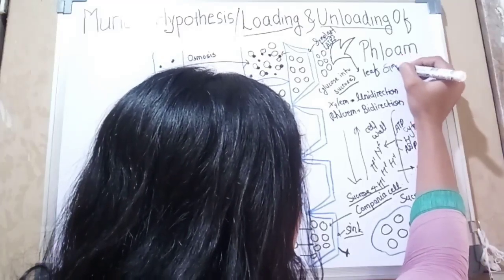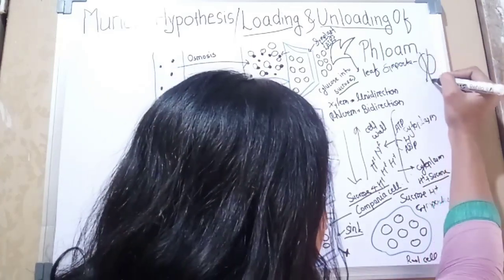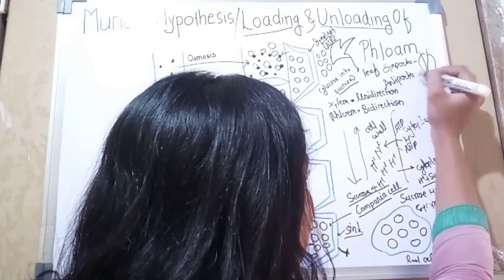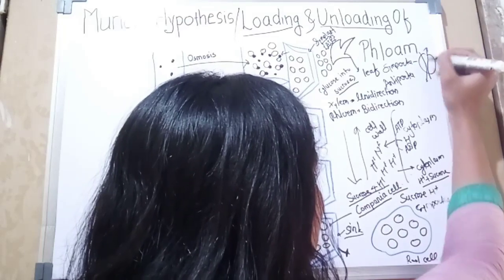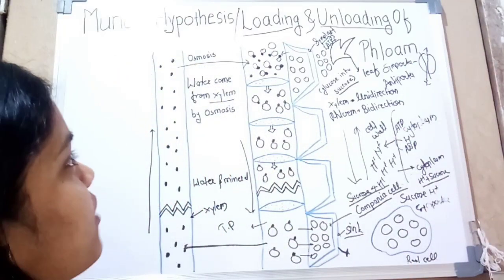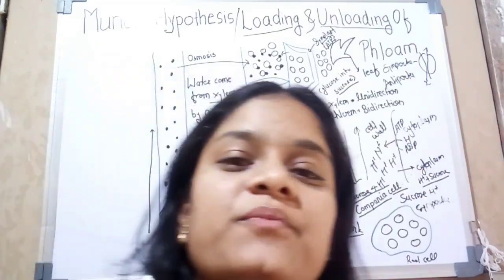Symporter and antiporter are two terms. Symporter means the molecules move in the same direction, and antiporter means the molecules move in opposite directions. So this is all about how the loading and unloading of phloem take place. I hope you understand this mechanism.